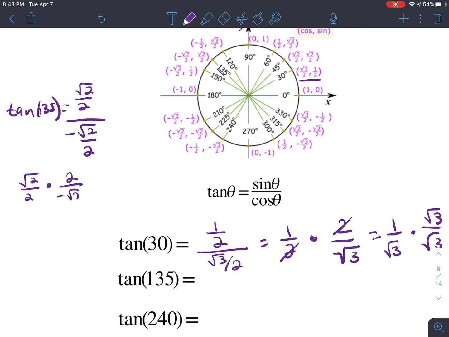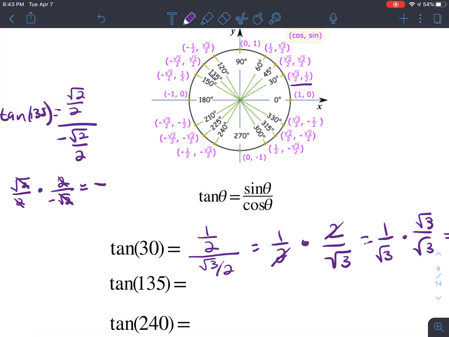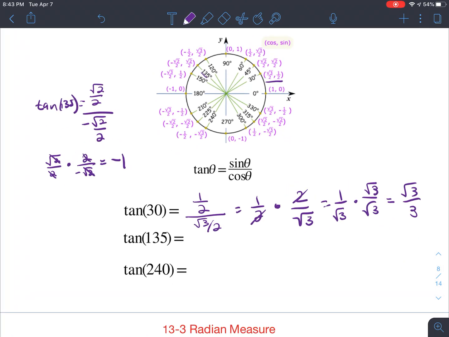If we keep our numerator, change the multiplication, and flip, the radical 2's cancel, the 2's cancel, and we're left with just a negative 1. Okay, so tangent of 135 will be negative 1. And tangent of 240 is right here. Sine over cosine. We keep, we change, we flip. Negatives will cancel, 2's will cancel, and we get radical 3.